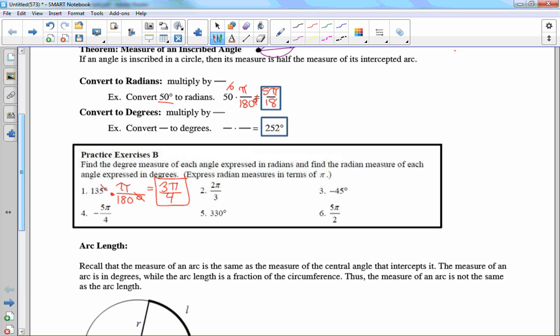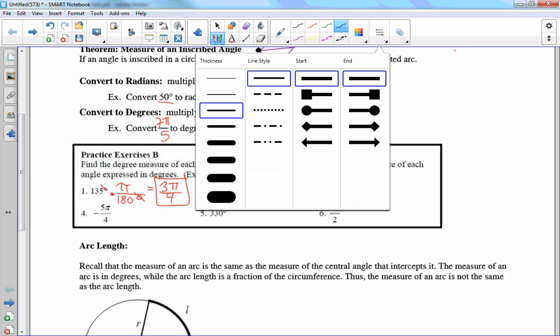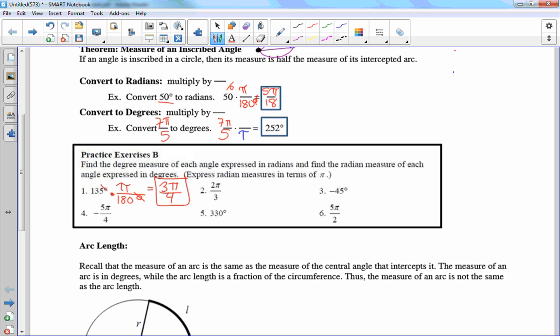Now reversing, converting from radians to degrees, you still have this fraction. I'm going to do 7 pi over 5. This is a radian because there's a pi in it. If I need the pi to cancel out so I'm no longer in radians, I need to make sure my pi is in the denominator. What's pi's equivalent in degrees? 180. So the pi's cancel out. I do 7 times 180 divided by 5, and I get 252 degrees.